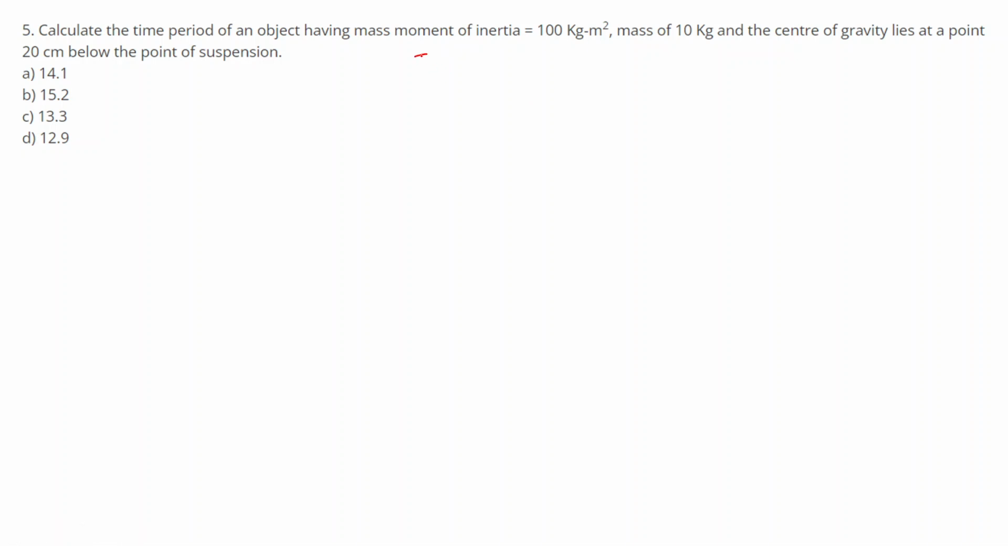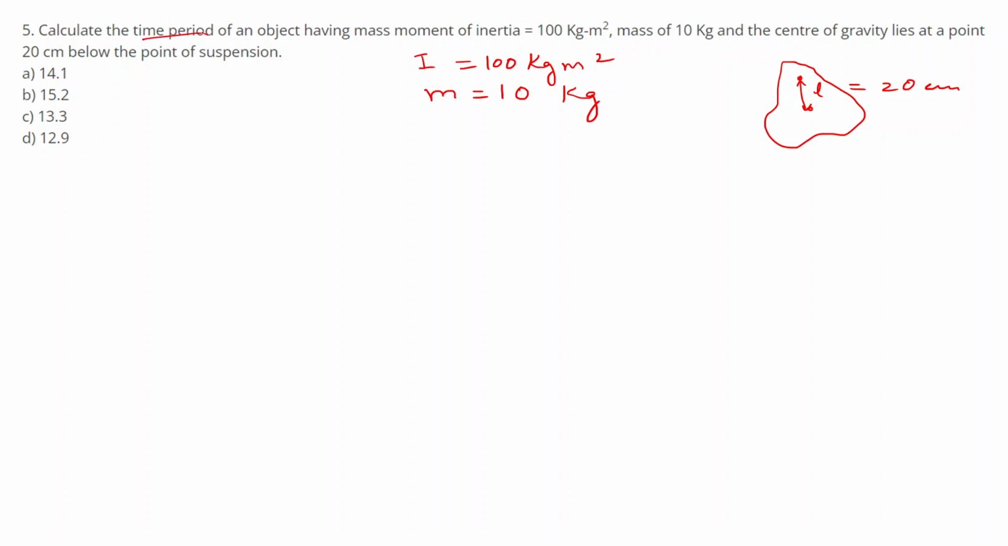The next question, calculate the time period of an object having moment of inertia 100 kg meter square. Mass of this object is 10 kg, and the center of gravity lies at a point below the point of suspension. We have not been told how this object looks, but the distance between the point of suspension and center of gravity, the small l, is given, which is 20 centimeter, and we have been asked to calculate the time period.